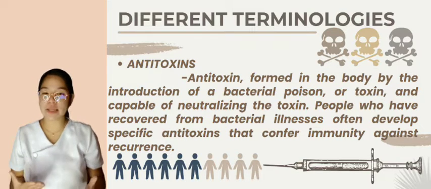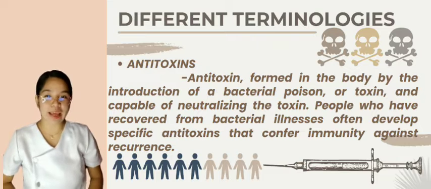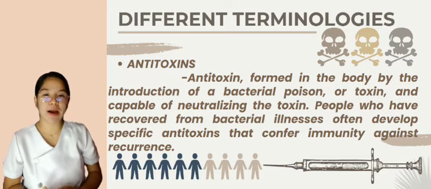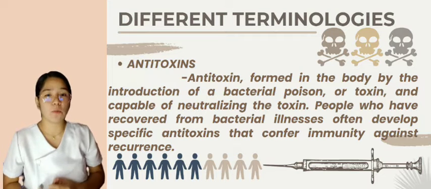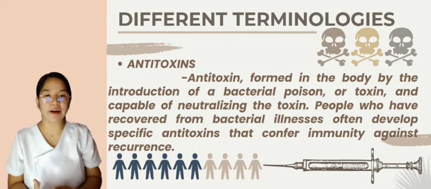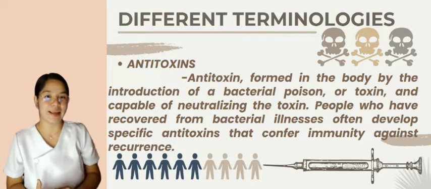If we have toxin, of course, we also have antitoxin. It is formed in the body by the introduction of a bacterial poison and is capable of neutralizing the toxin. People who have recovered from bacterial illnesses often develop specific antitoxin that confers immunity against recurrence.